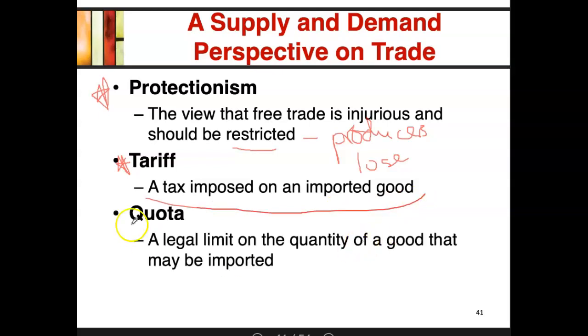And then we have a quota. A quota is the legal limit on the quantity of a good that may be imported. They place a limit on how many goods should be imported, and that's a quota. These are the two main tools used in trying to restrict free trade, and we use supply and demand to analyze these things on a market.